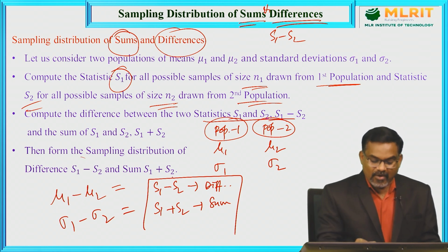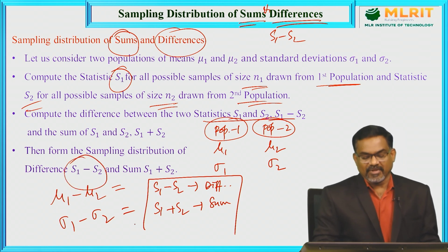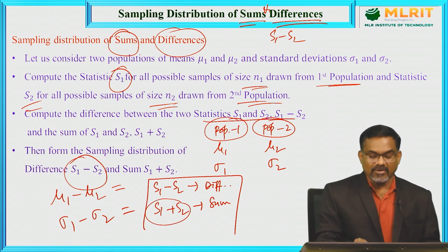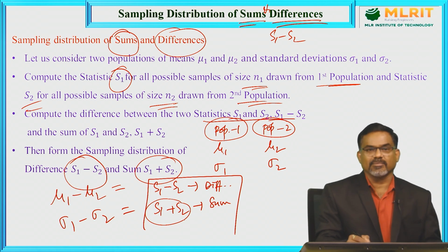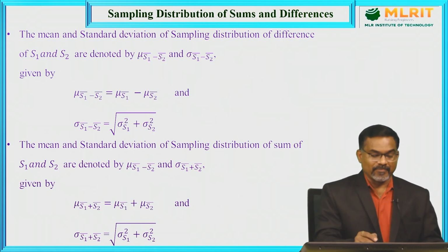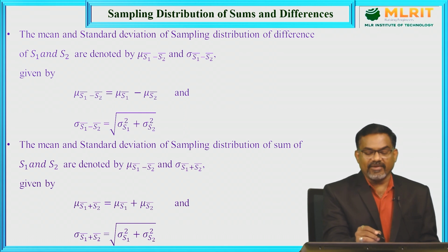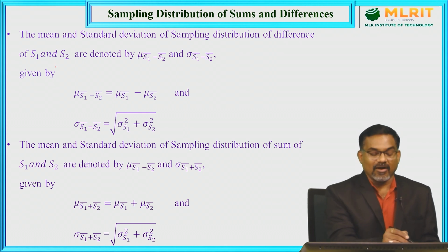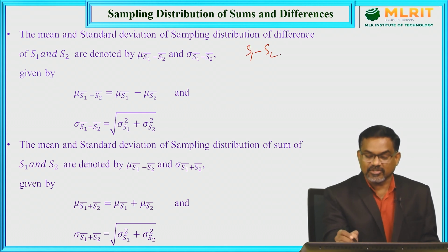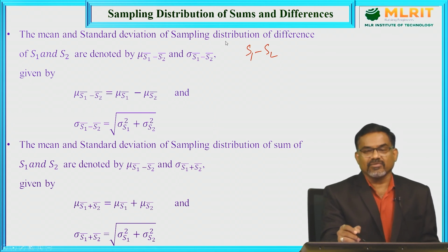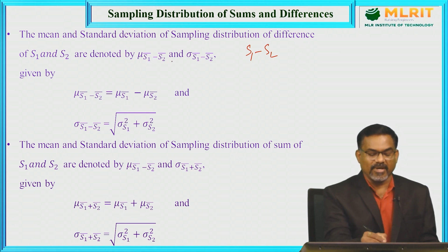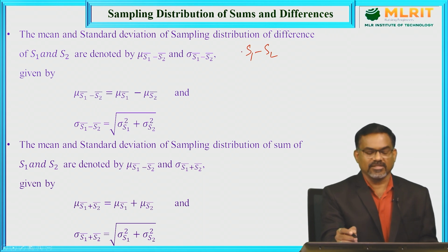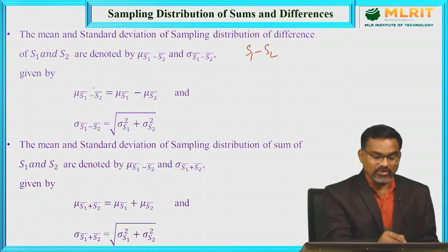Now, let us consider the difference. Then we can form the sampling distribution of differences. If we add the two values, then we can form the sampling distribution of sums. Now, let us discuss these two one by one. The mean and standard deviation of the sampling distribution of differences of S1 and S2, that is S1 minus S2, are denoted by mu of S1 bar minus S2 bar and sigma of S1 bar minus S2 bar. So, here these two things can be calculated.